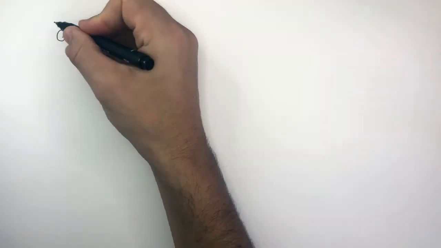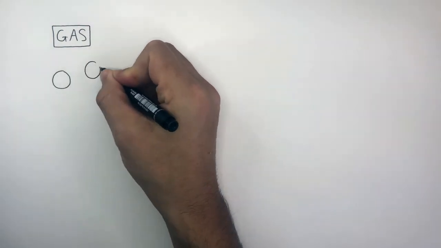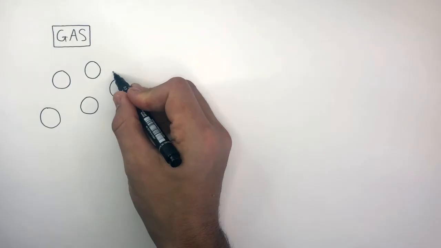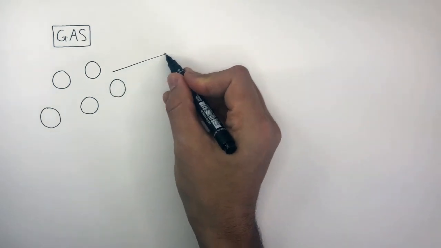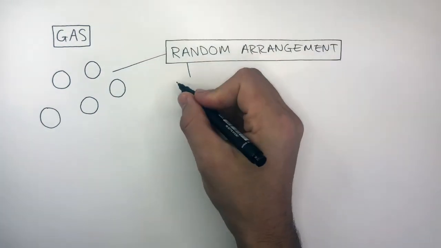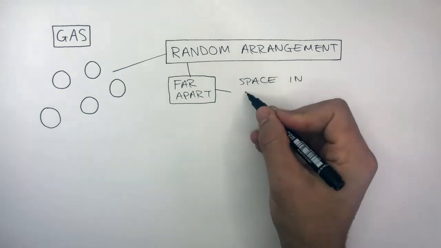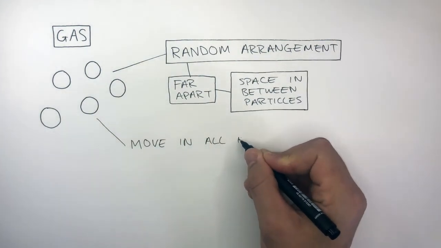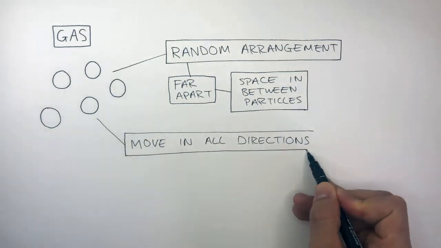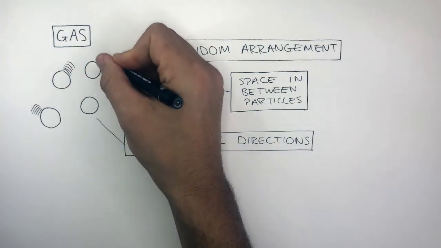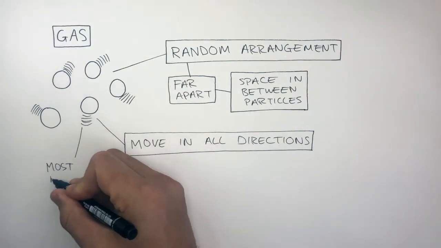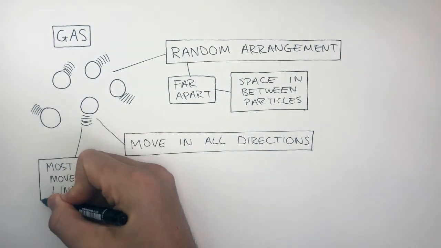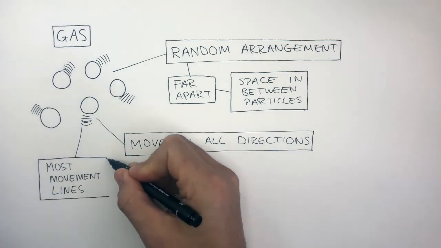In gas particle diagrams, the particles are drawn in random places with space in between them. This is because the particles in a gas have a random arrangement, they're far apart, and there's space in between the particles. The particles move in all directions and they move very quickly as shown by the movement lines. Gases have the most movement lines compared to solids and liquids, as the particles in gases move the quickest.